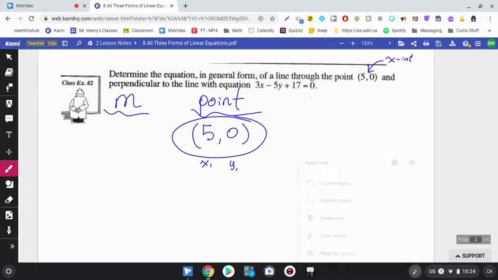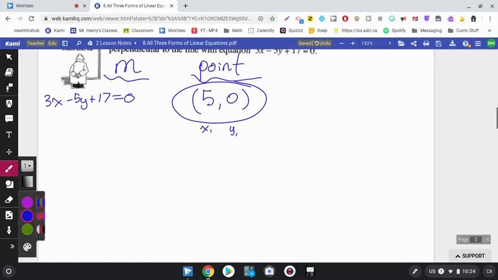Okay, so that tells me when it's talking about perpendicular, perpendicular I know refers to slope. So if I found the slope of this line, I could then talk about a perpendicular slope. All right, so 3x minus 5y plus 17 equals 0. If I wanted to talk about the slope of that line, I'm going to rearrange it to y equals mx plus b. I'm going to get the y all on its own. All right, let's do that.